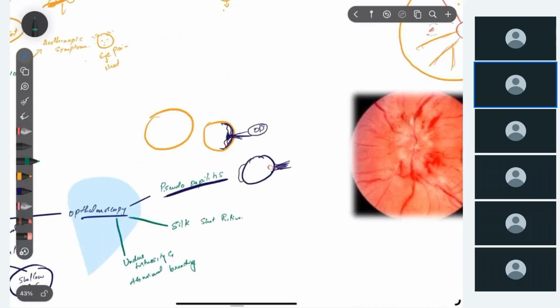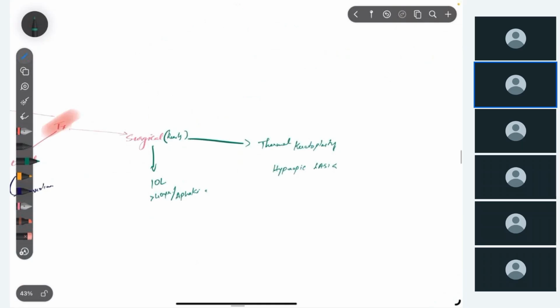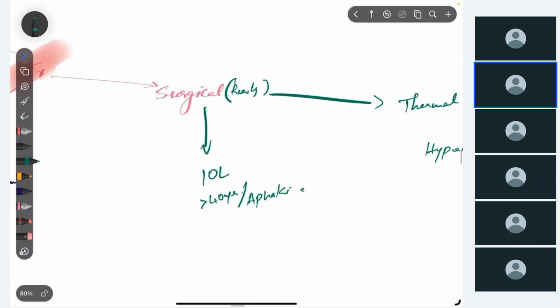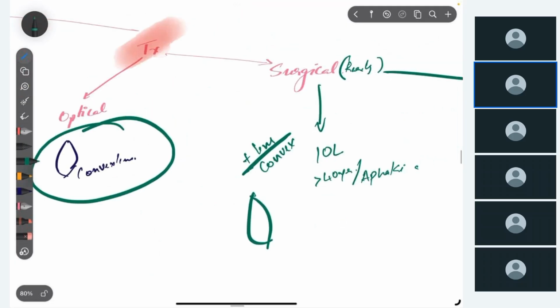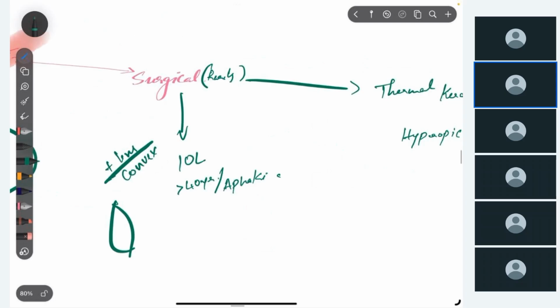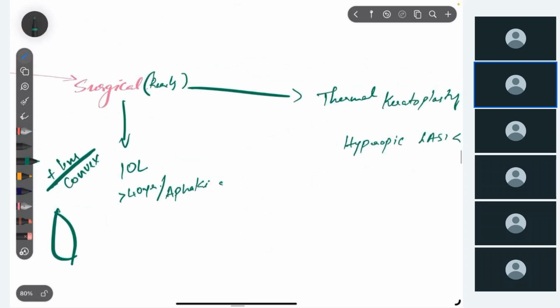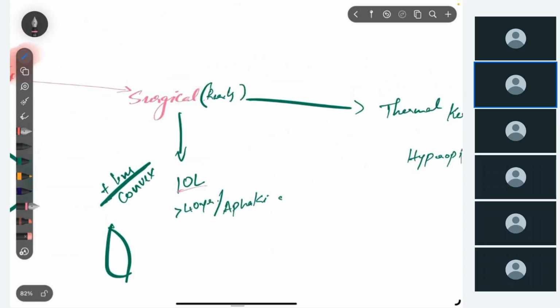There are different ways you can increase the power of the eye, by using plus lenses. The plus lenses are nothing but convex lenses. Use a convex lens, and you increase the power of the eye. This is the optical way you can correct hypermetropia. And now the surgical method. In this surgical method, you can use intraocular lens, these are high power intraocular lenses.